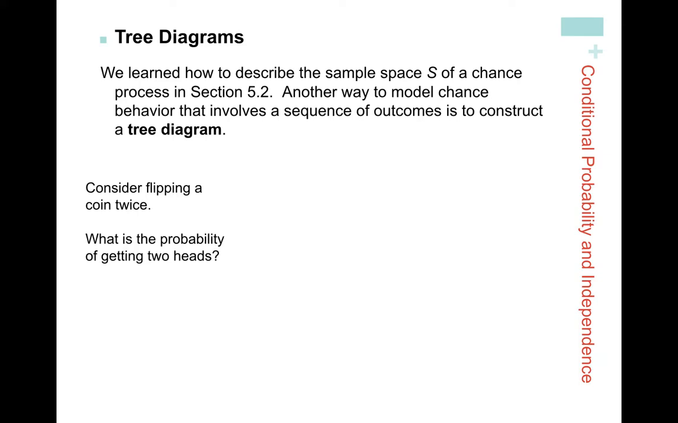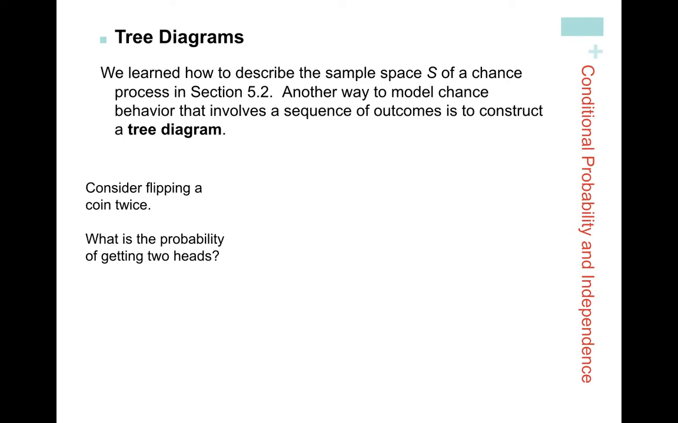So in section 6.2, we learned about the sample space S. And another way to model this chance behavior that involves a sequence of outcomes is to draw a tree diagram. So for example, let's think about flipping a fair coin twice. What is the probability of getting two heads, HH?